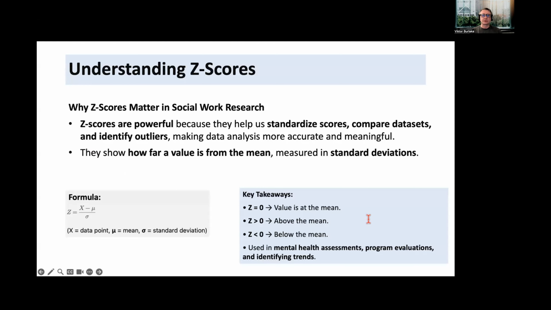Z-scores are powerful in social work research because they help us standardize scores, compare different data sets, and identify outliers, making data analysis more accurate and meaningful. A Z-score tells us how far a value is from the mean, measured in standard deviations. A Z-score of 0 means the value is right at the mean. A positive Z-score means the value is above the mean, while a negative Z-score means it's below the mean.